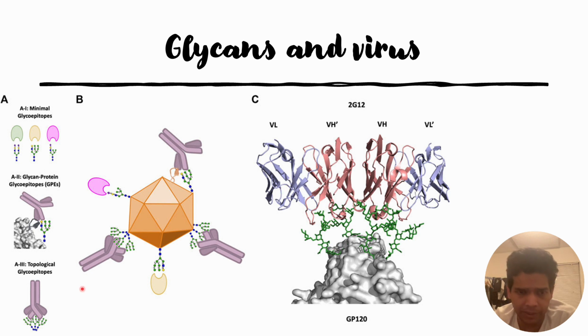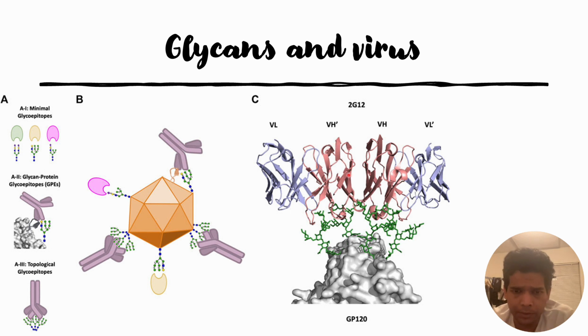And this antibody structure typically depicts the third type, that is, topological glycoepitopes interaction. GP120 is the glycoprotein present on the HIV virus, and these are the glycans shown here. And above that glycan, this is the antibody interaction that occurs with these glycans. So this is how GP120 can interact with the X type antibodies.